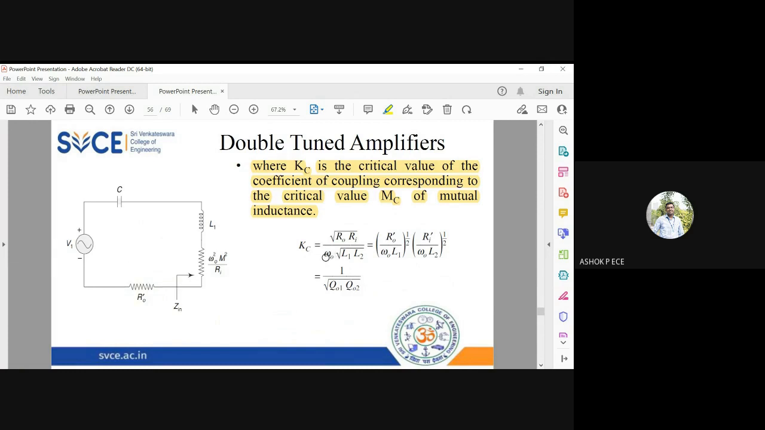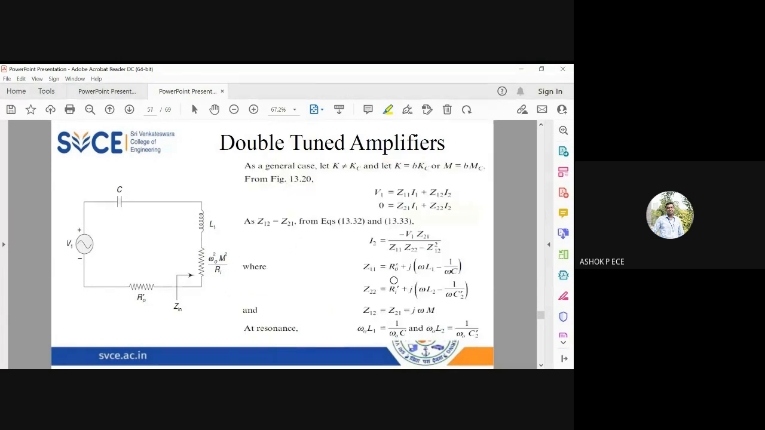Even I can write this omega naught as root of omega naught into root of omega naught. So now I can group the terms. See here, R naught dash by omega naught L1 to the power half into Ri dash by omega naught L2 to the power half. So this is one quality factor, I am writing it as 1 by root of Q naught 1. This is another quality factor, I am writing it as 1 by root of Q naught 2. So Kc is going to be the inverse of square root of Q naught 1 into Q naught 2.